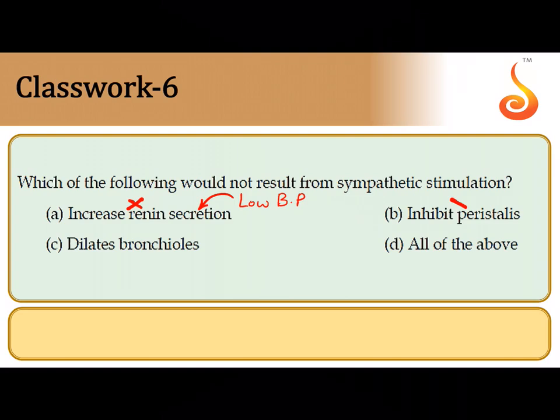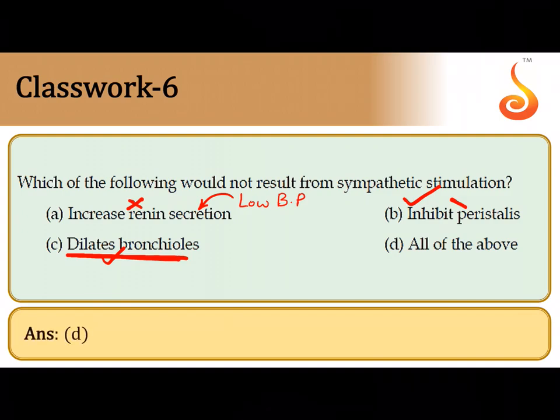The sympathetic nervous system will inhibit peristalsis, they have said, which is actually true. So increased renin secretion will result, and peristalsis will be inhibited, and it dilates your bronchioles. Now when you're experiencing sympathetic stimulation, what basically happens is you have to breathe in more because you are facing an emergency situation, so obviously your bronchi will be dilated.